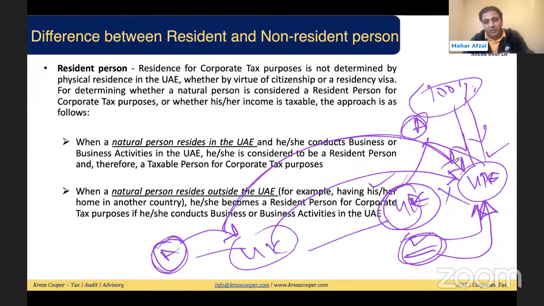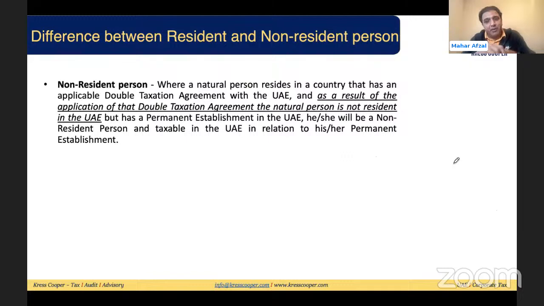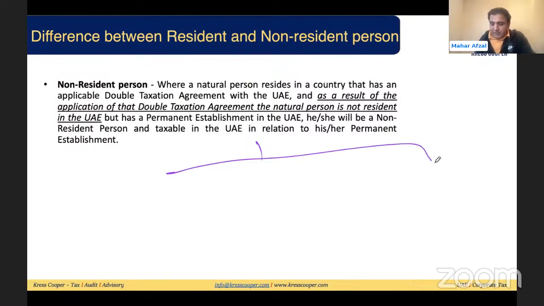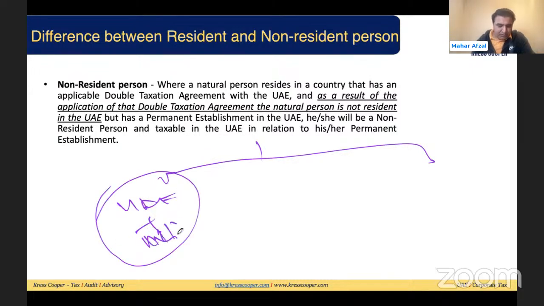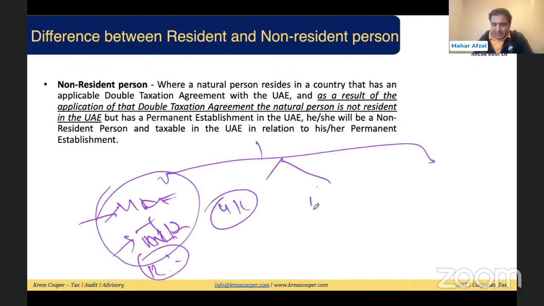So let me clarify once again. What are the possibilities? The possibilities are UAE, UK. First: living in the UAE, conducting business in the UAE, resident in the UAE. Second: living in the UK, conducting business in the UAE, there is no double tax treaty, still it will be considered as 100% resident of the UAE.